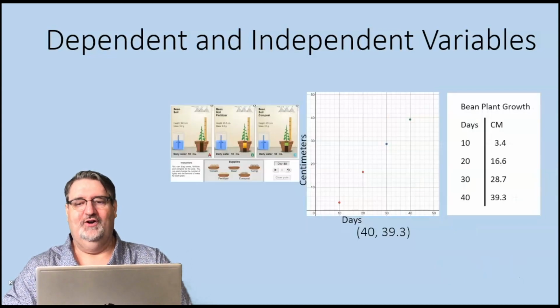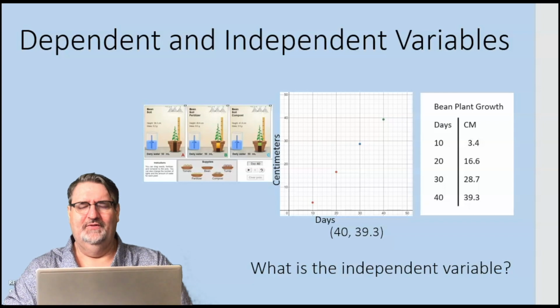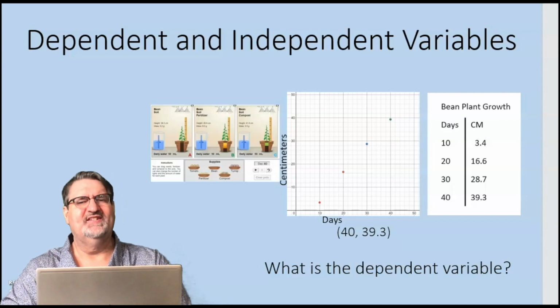We can also show it as a chart. And on the left column, we have days. And on the right column, we have the number of centimeters that the plant has grown. What is the independent variable on this? Well, we're given an amount of time, so that would be the days that are taking place. So the independent variable would be the number of days, and the dependent variable would be the amount of growth that's taken place, the number of centimeters.